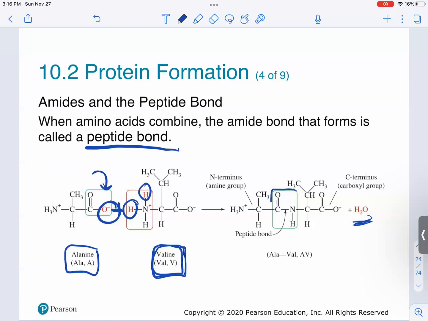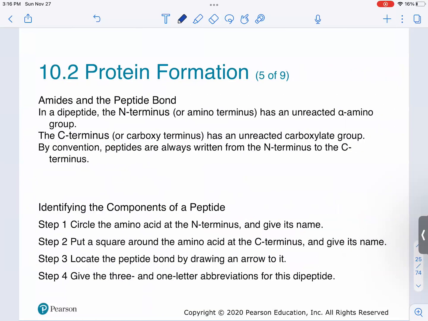So what you have now is a peptide bond between what used to be two separate and non-bound amino acids. But now you have alanine-valine. So you have a bond between these two amino acids, a peptide bond, and you can abbreviate that AV, like the two one-letter abbreviations too.